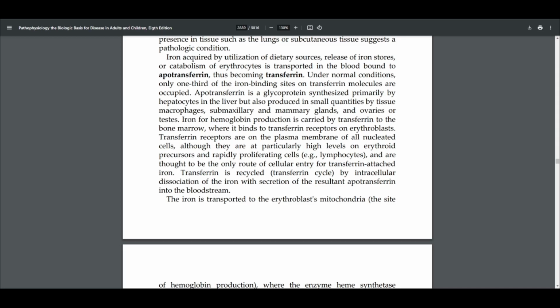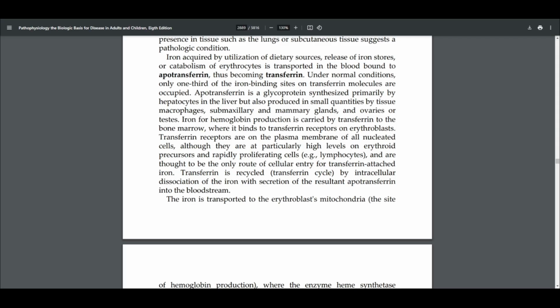Apotransferrin is a glycoprotein synthesized primarily by hepatocytes in the liver, but also produced in small quantities by tissue macrophages, submaxillary and mammillary glands, and ovaries or testes. Iron for hemoglobin production is carried by transferrin to the bone marrow, where it binds to transferrin receptors on erythroblasts. Transferrin receptors are on the plasma membrane of all nucleated cells.